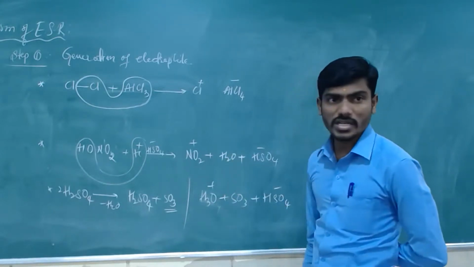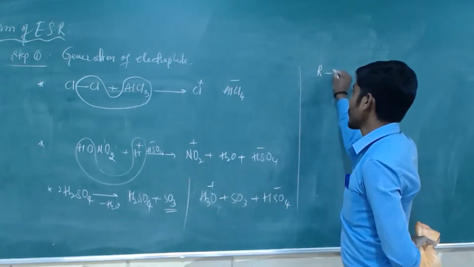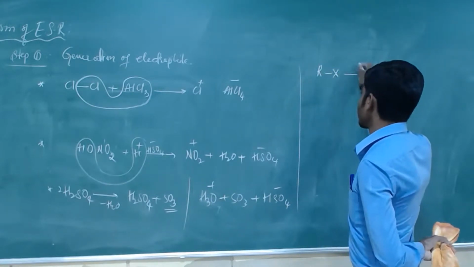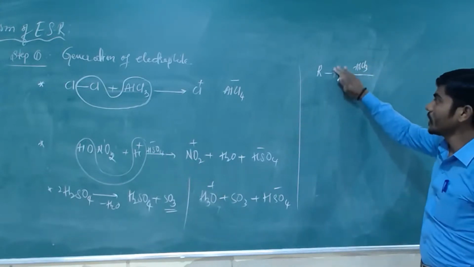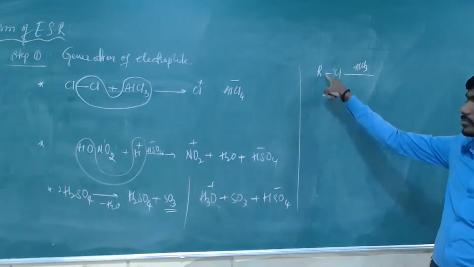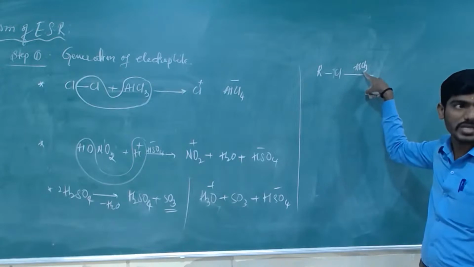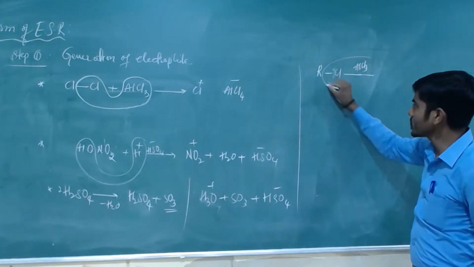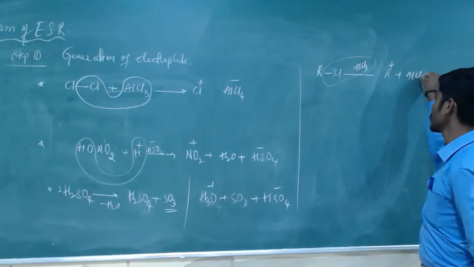Friedel-Crafts alkylation and acylation. In alkylation, we take RX, particularly alkyl chloride, in the presence of AlCl3 or AlX3. Benzene reacts with this in the presence of a Lewis acid, which we can call a halogen carrier. It carries the halogen and gives R plus and AlCl4 minus.